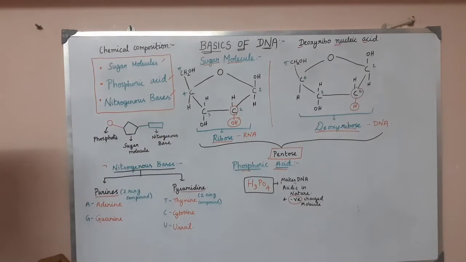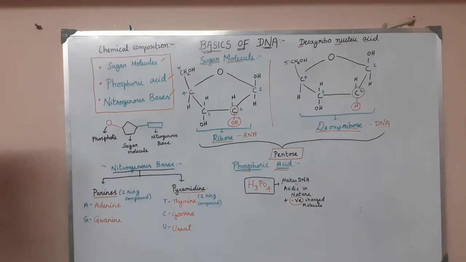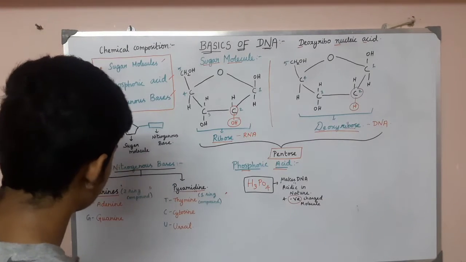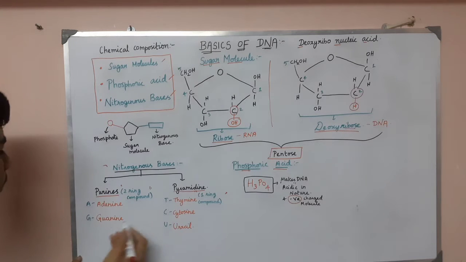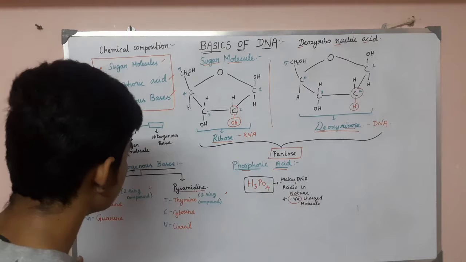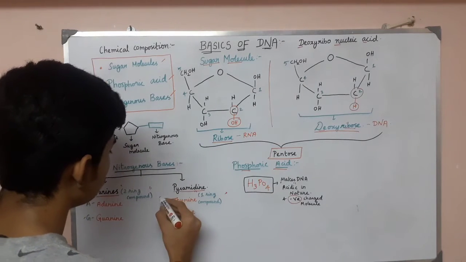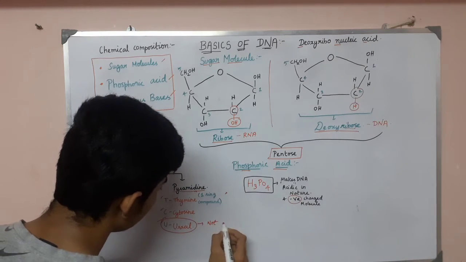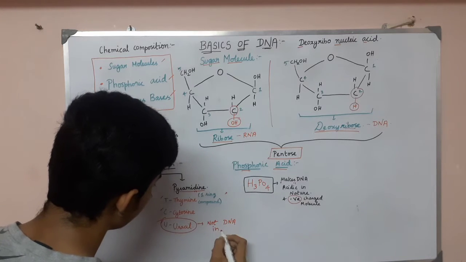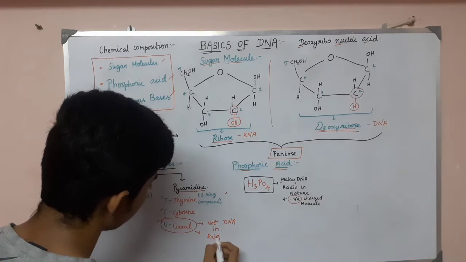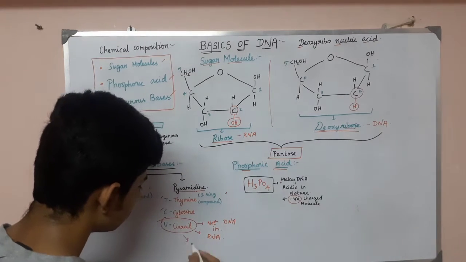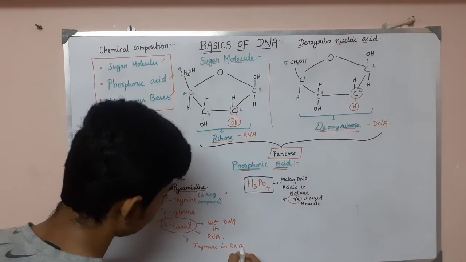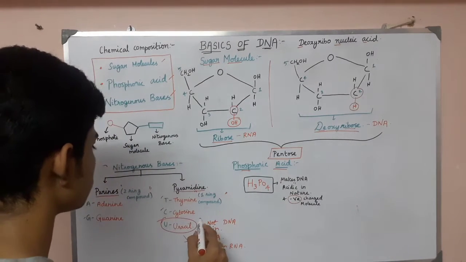Let us see. Nitrogen bases are of two types, that is purines and pyrimidines. What do purines and pyrimidines mean? Purines have a two-ring structure and pyrimidines have a single-ring structure. Purines are divided into adenine and guanine, and pyrimidines are divided into thymine, cytosine and uracil. But uracil is not present in DNA, it is present in RNA. It replaces thymine in RNA. In RNA, thymine is not present, only uracil is present in place of thymine.